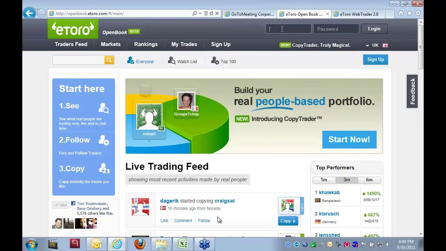Okay, so let's see how this works. To the left, you can see the basis for open book trading. It says see, follow, and copy. What do we mean? See what real people are trading now live and in real time. Follow, find and follow traders. Copy instantly the trades and traders that you like.